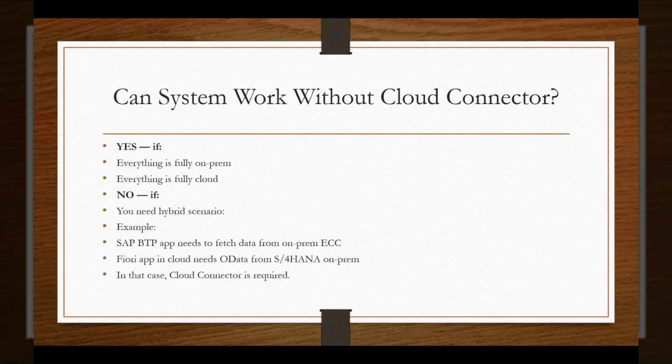You can understand it further with an example. An SAP BTP app needs to fetch data from on-premise ECC. It means the SAP BTP app needs a connection with the on-premise ECC system. So the connection is the main important part. For communicating, they will need a connection mechanism, right? So here Cloud Connector is used. Okay, you can go through the details on the slide. It will help you understand in detail, but I'm just summarizing the points written there.